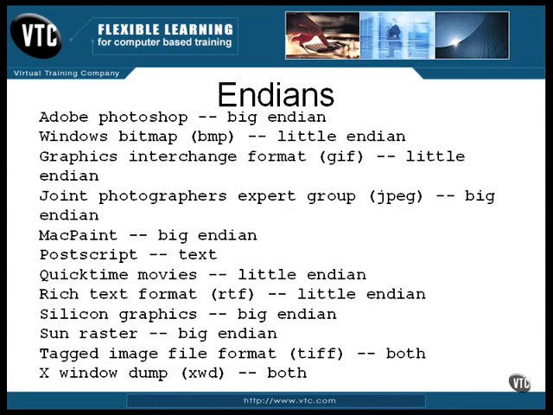You would expect BMP files to be Little Endian, but MacPaint is also Little Endian, and it originated on the Macintosh Big Endian machine. PostScript is neither because it's text, which is always in the right order, the order you would expect from left to right. The last two, TIFF and XWD, can be either way. They both contain flags that specify whether they are Big or Little Endian.